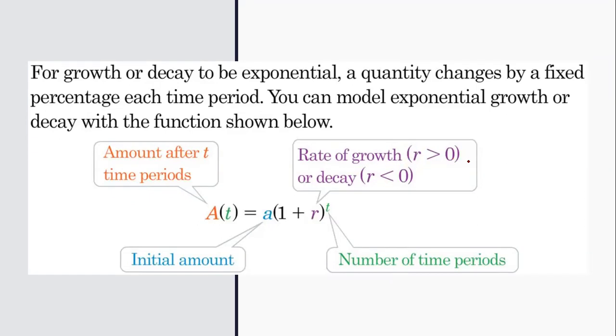If r is greater than 0, then it's a growth. If r is less than 0, it's a decay. Your rate is always written as a decimal. It's going to be given to you in percent more than likely, and you just got to be able to convert. Your lowercase a is your initial amount. Sometimes you'll see it as a P, but A is our initial amount.